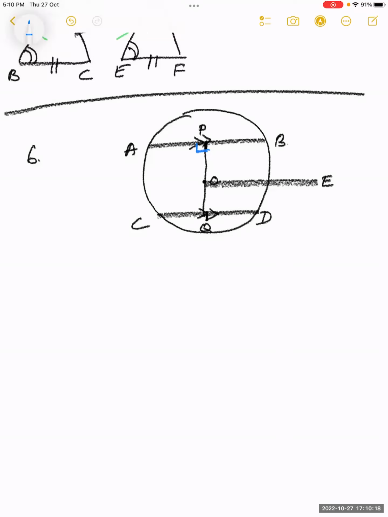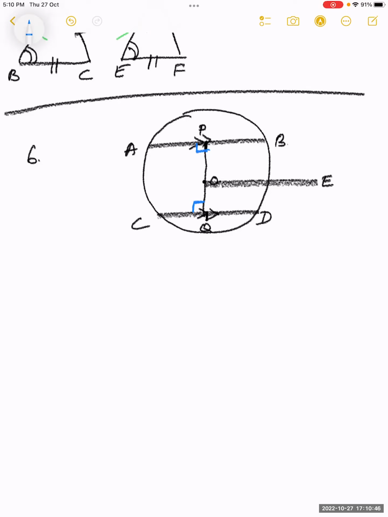Can I consider that as 90 degree? Yeah. So angle OPA and OQC, these two are 90 degree, right? I hope you're all understanding. OPA and OQC are both 90 degree. Why? Because it's a perpendicular.